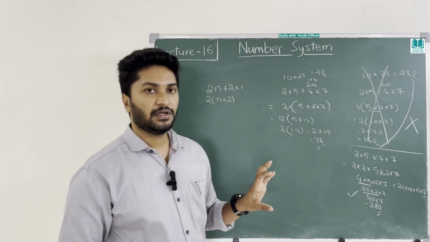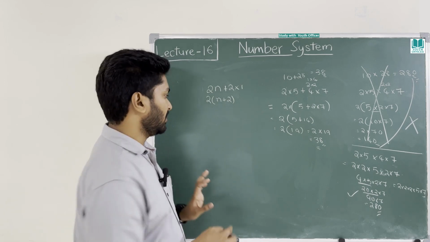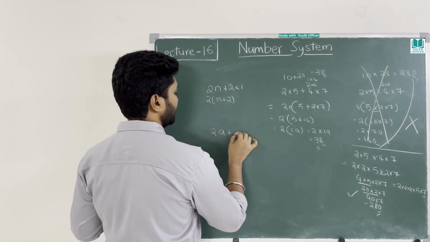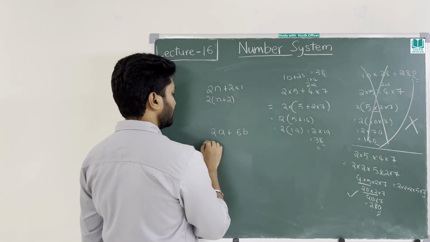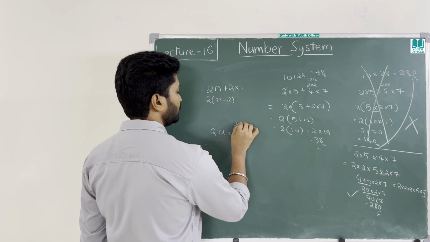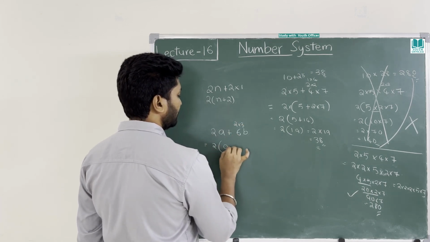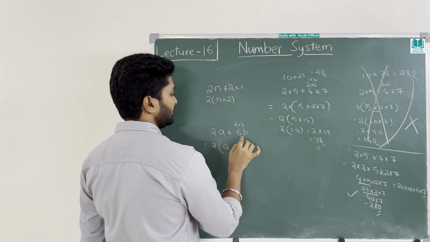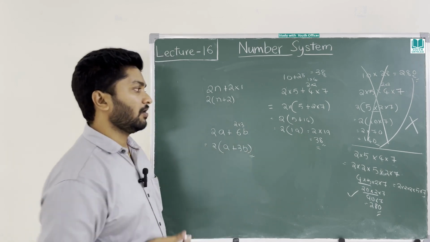I hope now you got an understanding of how to take common. Sometimes they will give you this kind of model also. 2a plus 6b. This kind of a and b also they will give. At that time 6 has 2 into 3. Now you take 2 common. A will be there here. Among these 2 you have taken, then 3 will be here. 3b. This is how you take common.